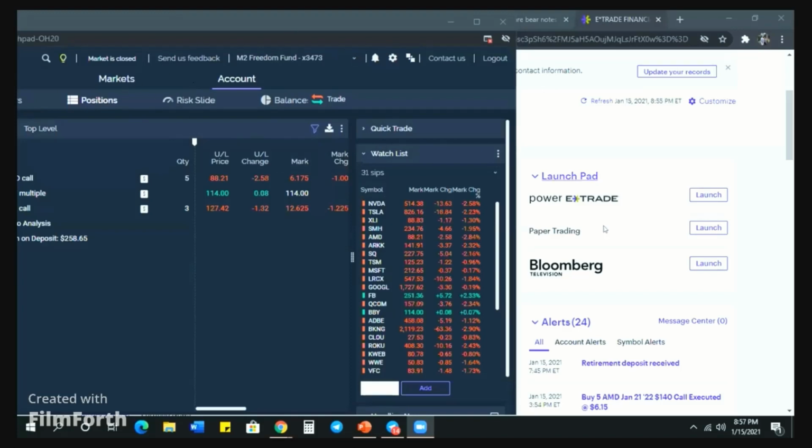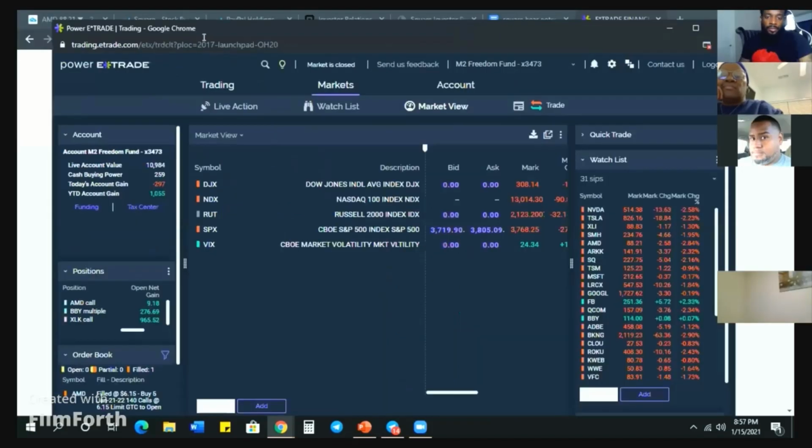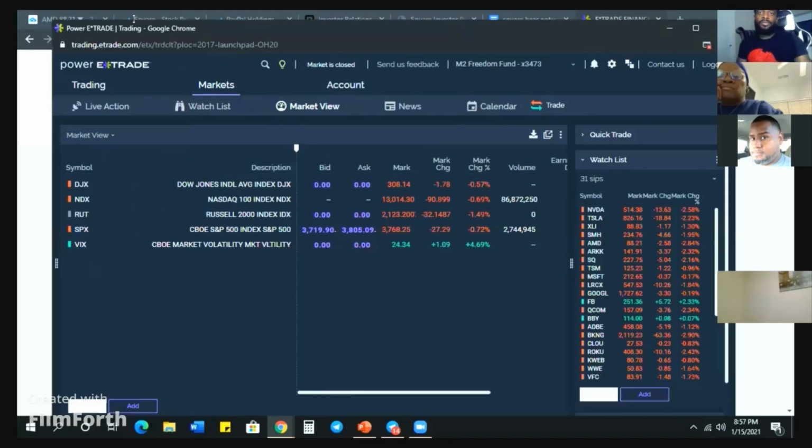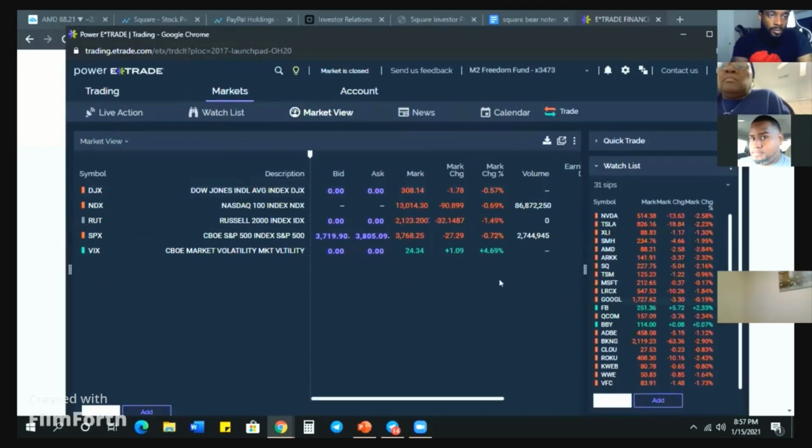All right. So when you go in, you see the little launch pad on the side. You click right here, and then it'll open up this big major window, right? And on this big major window, you can do everything from here.